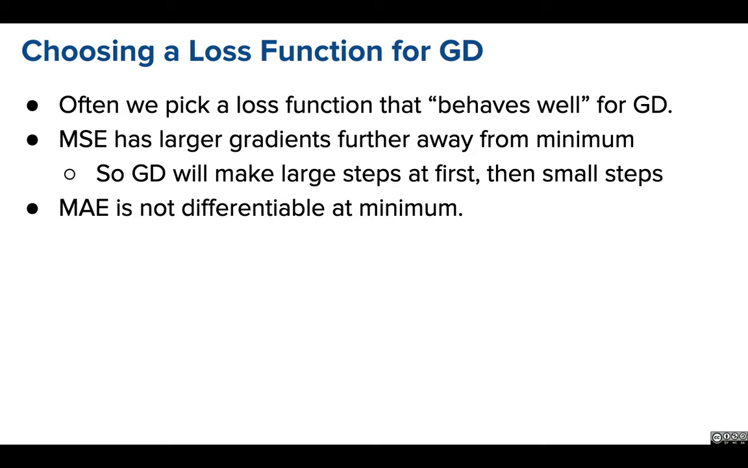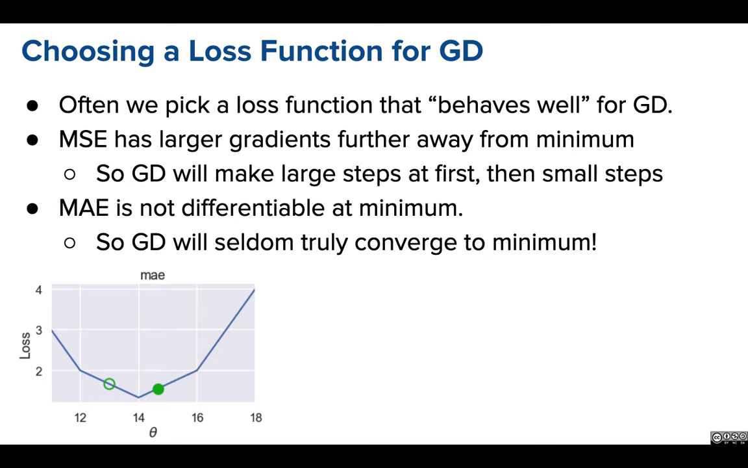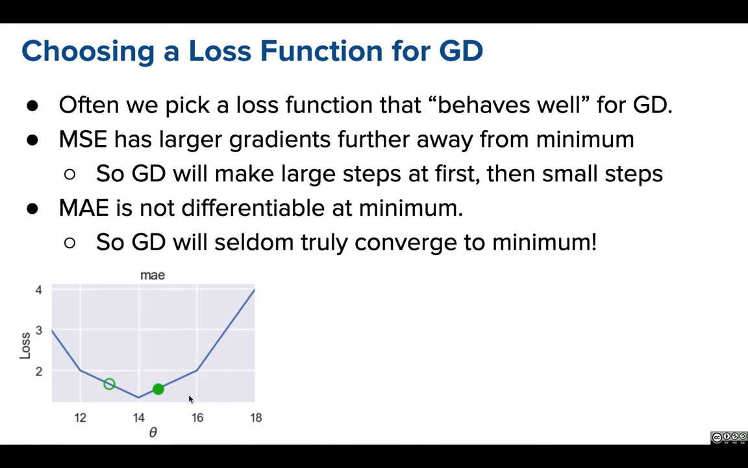The mean absolute loss, however, is not differentiable at its minimum. And so actually, for the mean absolute error, gradient descent will seldom truly converge to that minimum. Here's what happens. If I have this MAE loss, what I've done is I've taken the same data set that I showed you before, but I've replaced the mean squared error loss with the mean absolute error.